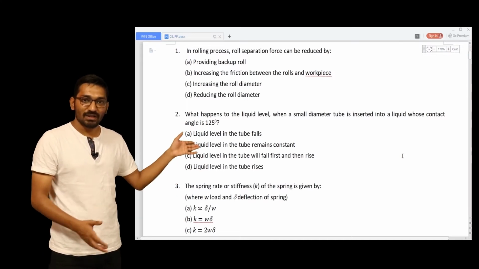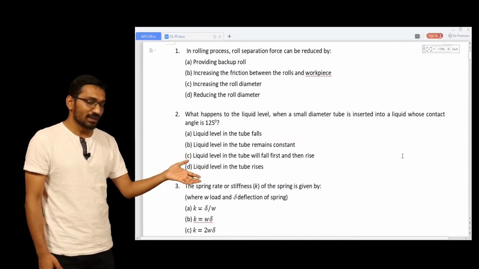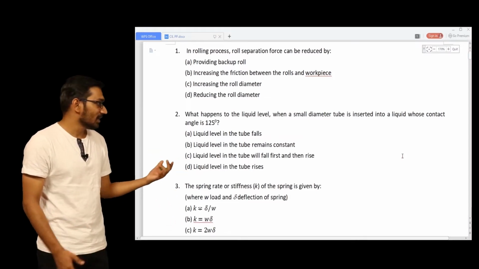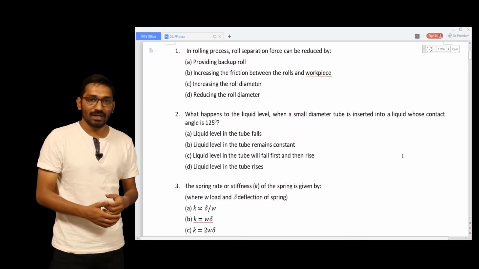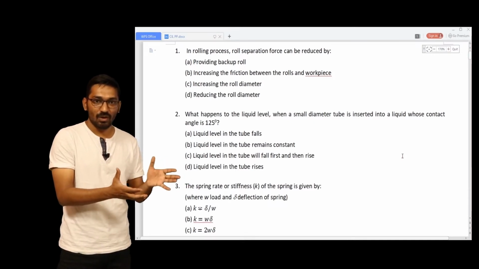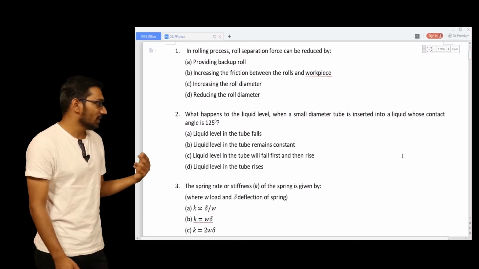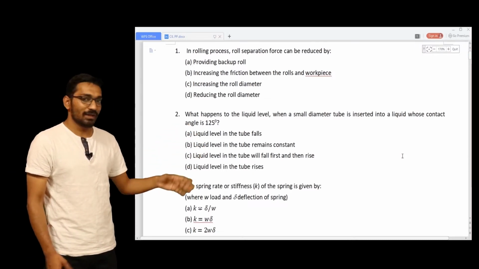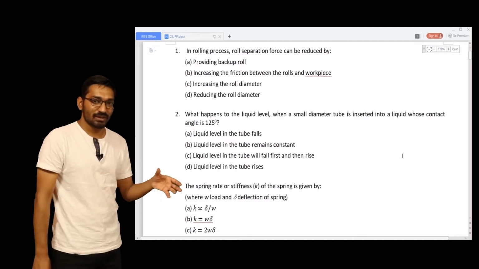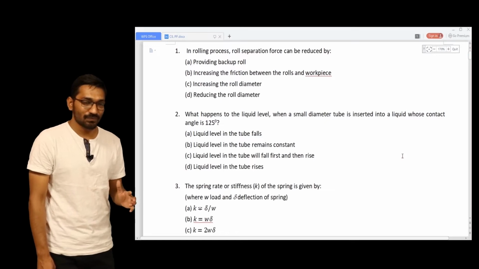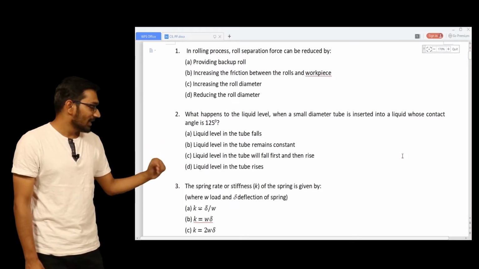Separation force is basically because of friction only, and if you increase the friction, then that roll separation force will increase. Increasing the roll diameter will not help, because if you increase the roll diameter, then also the surface contact with the workpiece will increase, so it will not help. Then the option will be reducing your roll diameter. If you reduce the roll diameter, then the surface in contact will reduce and roll separation force will reduce. So the option is D.